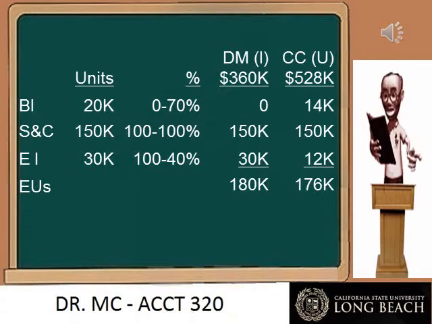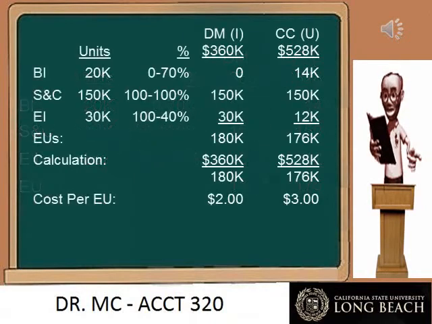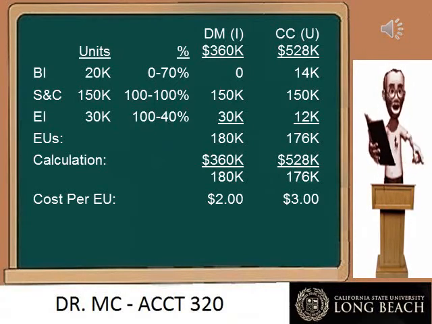We are now going to calculate the average cost for each cost component. For direct materials, we divide $360,000 by 180,000 equivalent units to get an average cost of $2 per equivalent unit. For conversion costs, we divide $528,000 by 176,000 equivalent units to get an average cost of $3 per equivalent unit. These average costs tell us that any unit that was completely made during this month cost $5 to produce. $2 for direct materials and $3 for conversion costs.